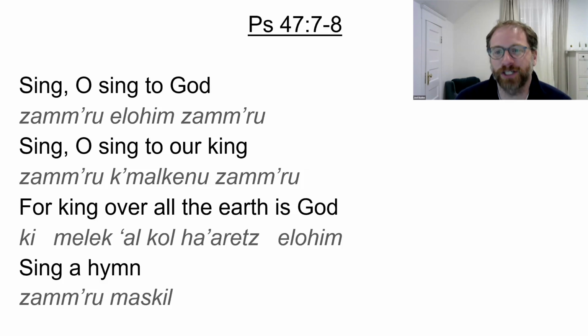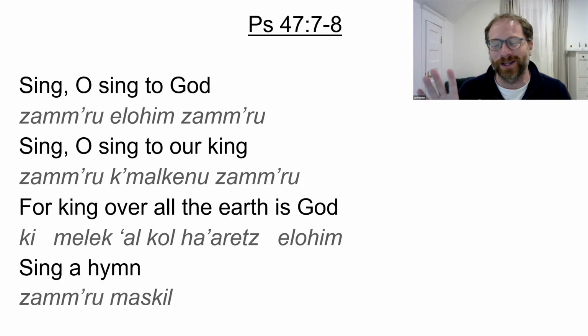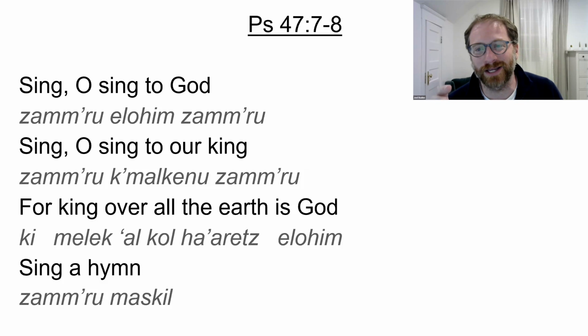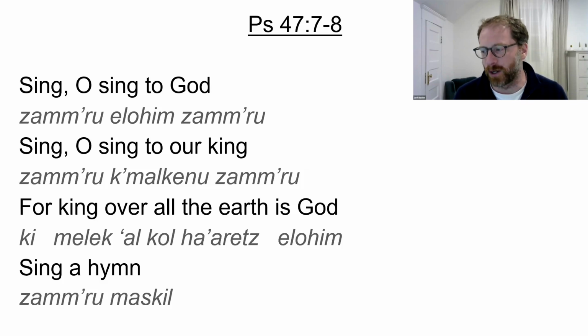A real progression here. This is not unlike the beginning of Psalm 29. Sing, oh sing, sing, oh sing, and then a sort of outstanding line: for king over all the earth is God. Again, this enthronement kingship language. This is such a repetitive verse, right? The words that are repeated are sing, God. If you were to take the repeated words as almost canceling each other out, what's being said here? Sing to God, our King, over all the earth. Or sing to our God, who is our King and over all the earth. Everything else is repetition.